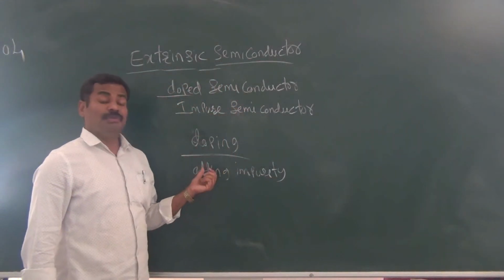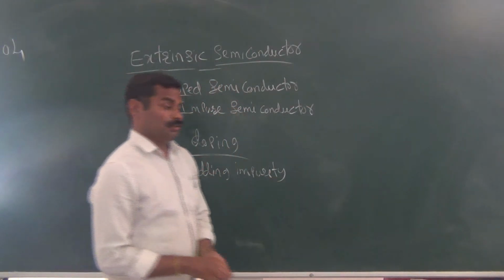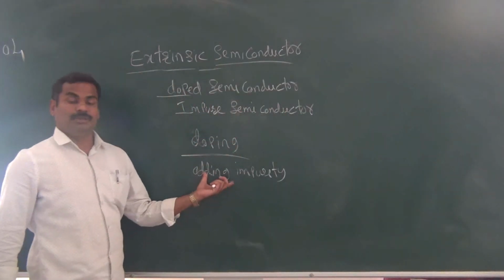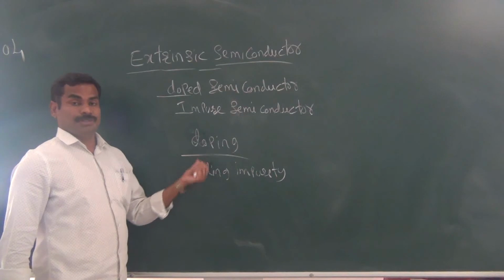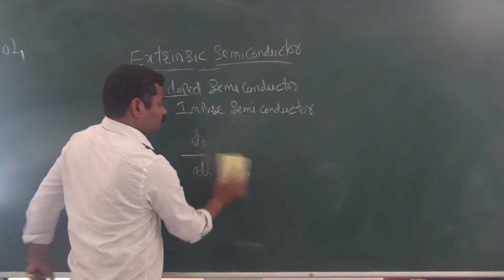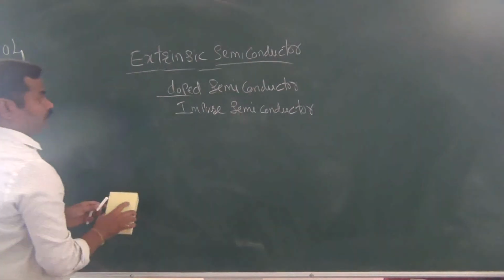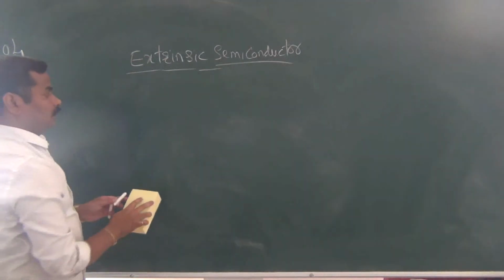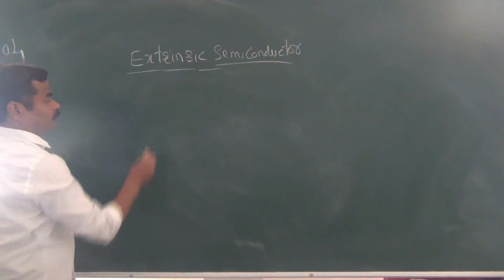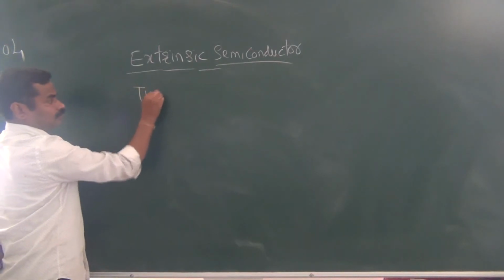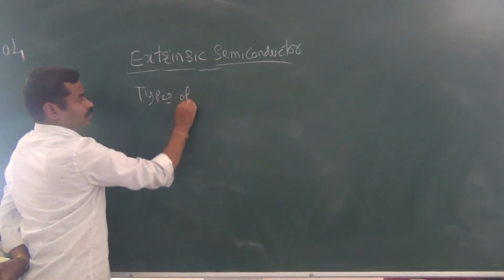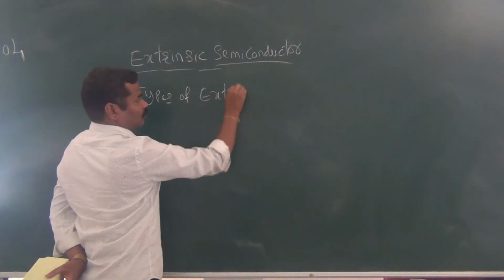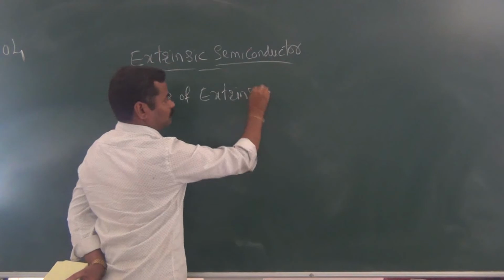And on the basis of doping, you are studying the two types of extrinsic semiconductor. One is called, write about the types of extrinsic semiconductor.